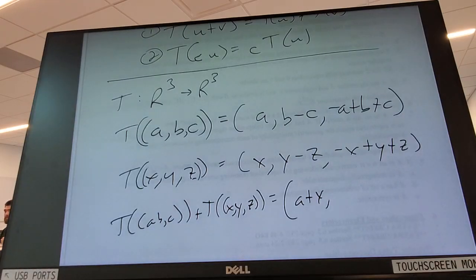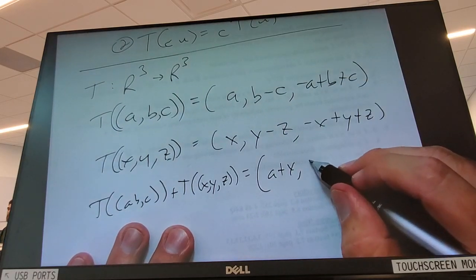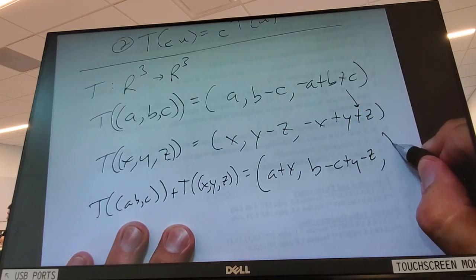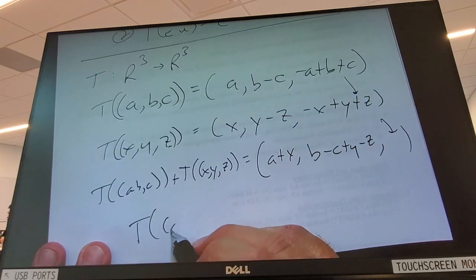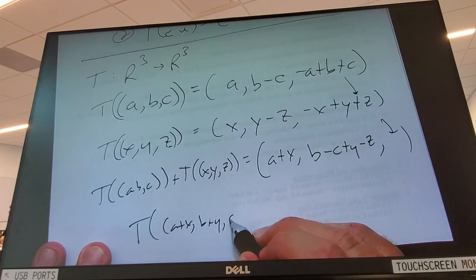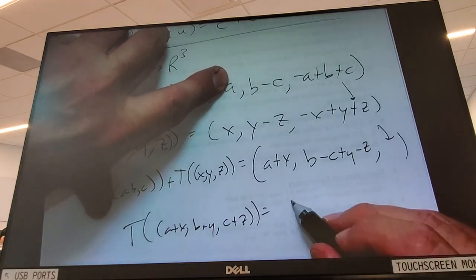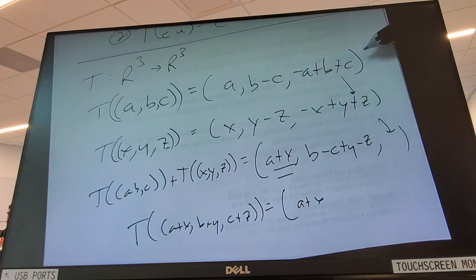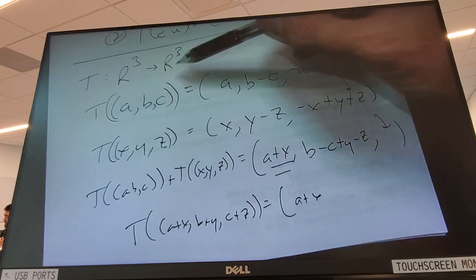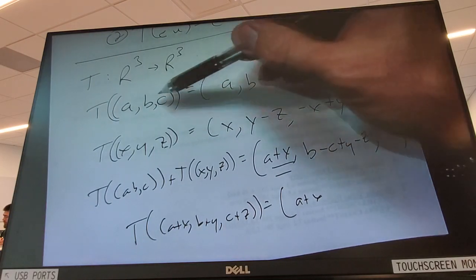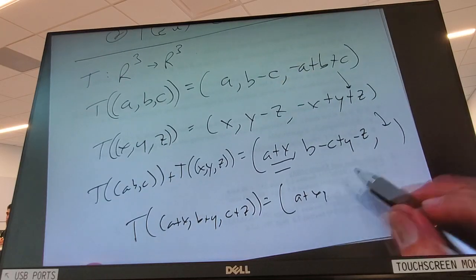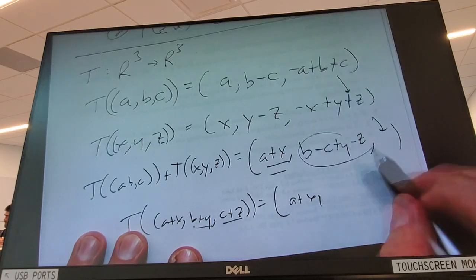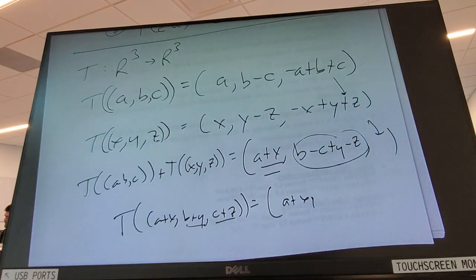Okay. This would be b minus c plus y minus z, and then I would add these together. What would T of a plus x, b plus y, c plus z be? That would be the first one, a plus x. Isn't that what this is? I'm just following the form. What does the transform do? It puts the first entry in the first place, and then it subtracts. So the next one should be b plus y minus c plus z, which is exactly what we have, yes? Okay. Are you guys kind of with me?